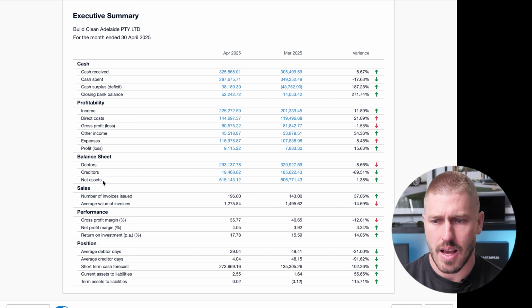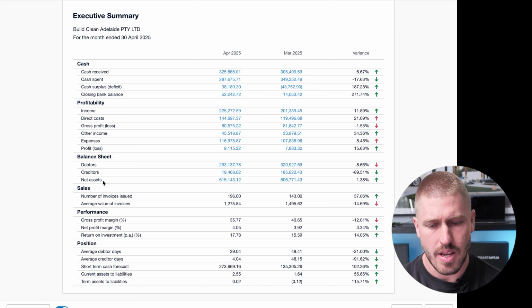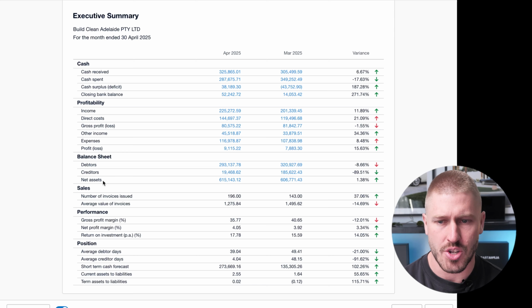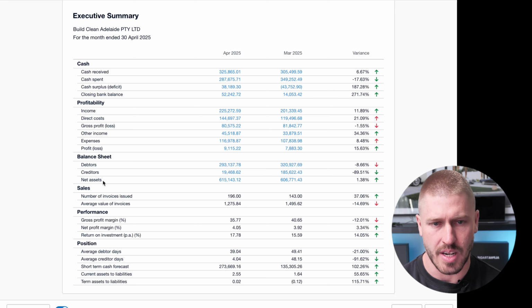And our net assets, I don't generally pay too much attention to our net assets. And the reason that I don't is because quite often our balance sheet can accumulate a lot of junk. And particularly at this point in business, unless you are well versed in your balance sheet, we really want to make sure that we're focusing on our cash and our profitability first.